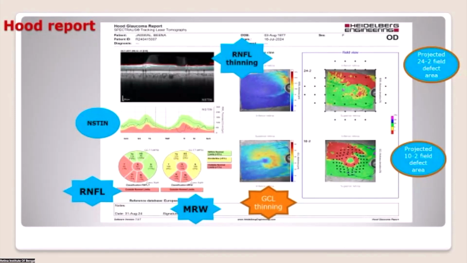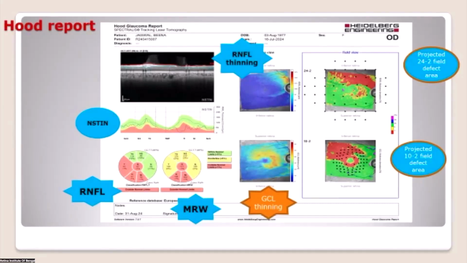Next, another interesting thing comes: the Hood report. Normally we have a glaucoma overview report, and the Hood report has been introduced by Dr. Hood, who thought that we must address the glaucoma problem separately, and look at the pictures differently. So instead of the TSNIT curve, he introduced the NSTIN curve. In TSNIT, the temporal areas were at the sides, but here he brought them to the middle.